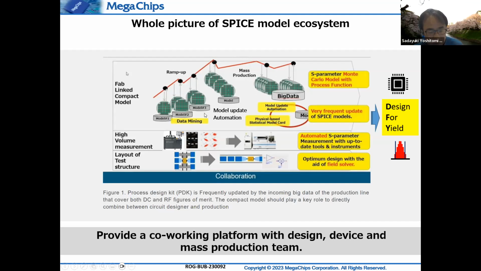But in a PDK development scheme, we usually receive the wafers in the process ramp-up stage and create a model. So this is one of the causes of the communication gap between the circuit design team and our PDK team. To reduce this communication gap, four key technologies are summarized in this slide.